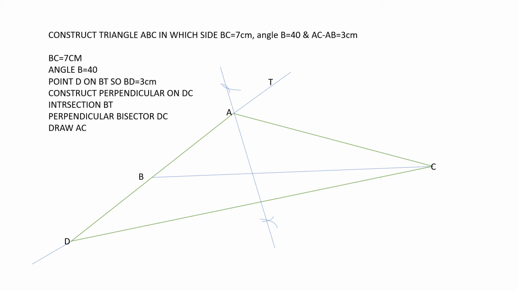Name the point of intersection of ray BT and the perpendicular bisector of DC as A. Right? We have given the name to ray BT, and the perpendicular bisector, this one, as A. Draw a segment AC. After getting this point, you have to join it with C, that is AC. So triangle ABC has been formed, right? Okay. Hope you have understood. Just try with your questions, so it will be clear for you, right?